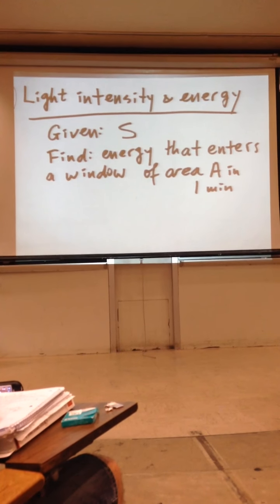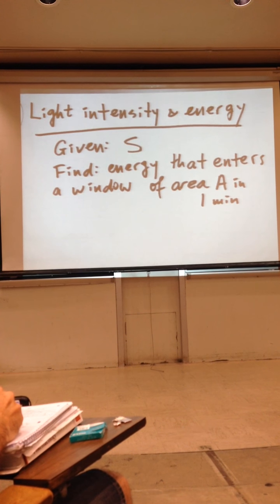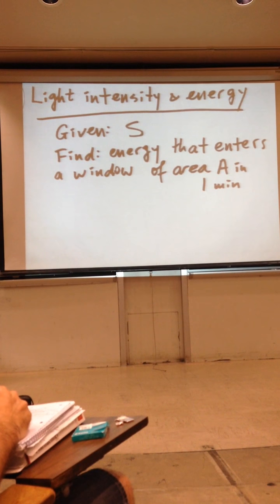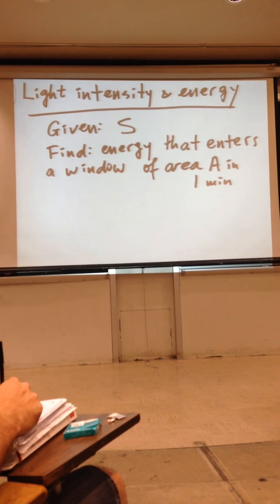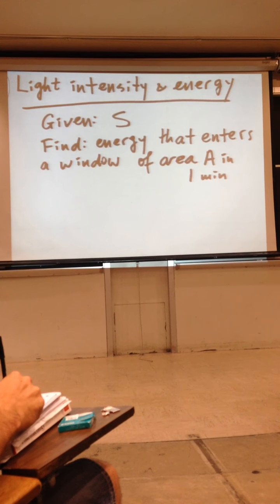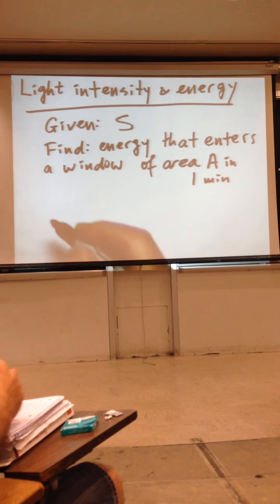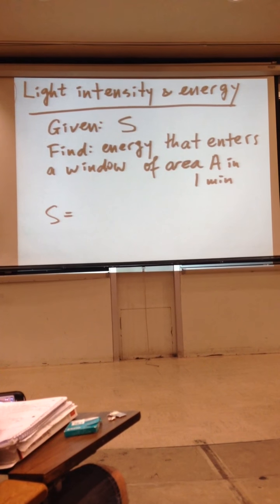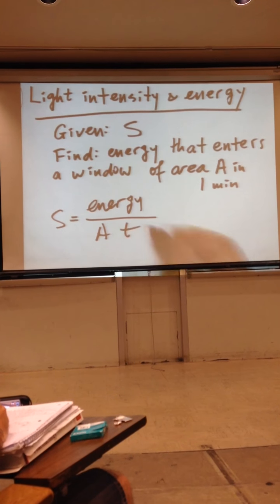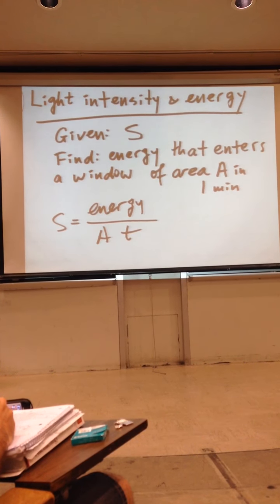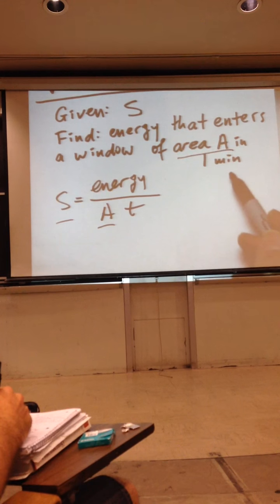If light intensity is given at a certain place, you should determine the total energy that enters a window with a certain area during a certain time. If the area of the window is given, or two sides of the rectangle, you can determine the area. You should use this formula: intensity, by definition, is energy divided by area divided by time. That's it.